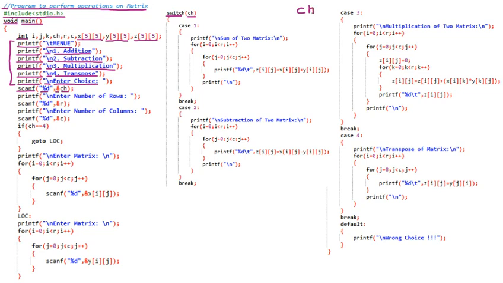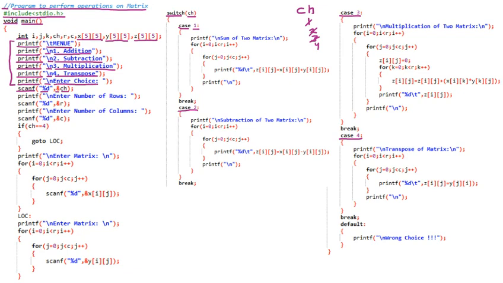If the user is going to enter the choice 1, then what will happen? The case 1 will run. In this case 1, we are going to perform the addition. So this first part is for the addition. Or if the user gives the choice as 2, then case 2 will run, and that is for the subtraction. If the user gives 3 as the input, case 3 will run and we have to multiply. Or if the user gives 4, then case 4 will run and transpose will happen.